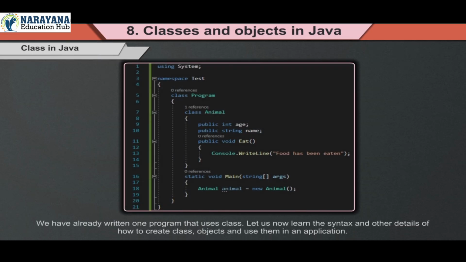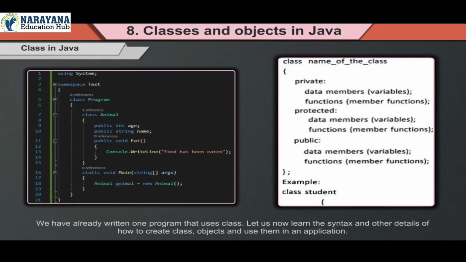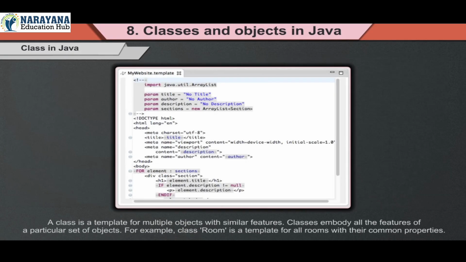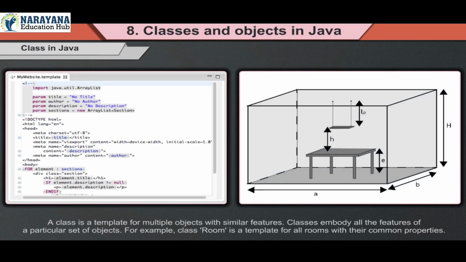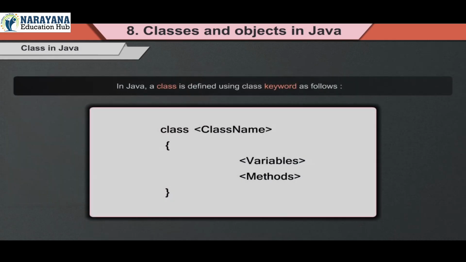Class in Java. We have already written one program that uses a class. Let us now learn the syntax and other details of how to create a class and objects, and use them in an application. A class is a template for multiple objects with similar features. Classes embody all the features of a particular set of objects. For example, room is a template for all rooms with their common properties.